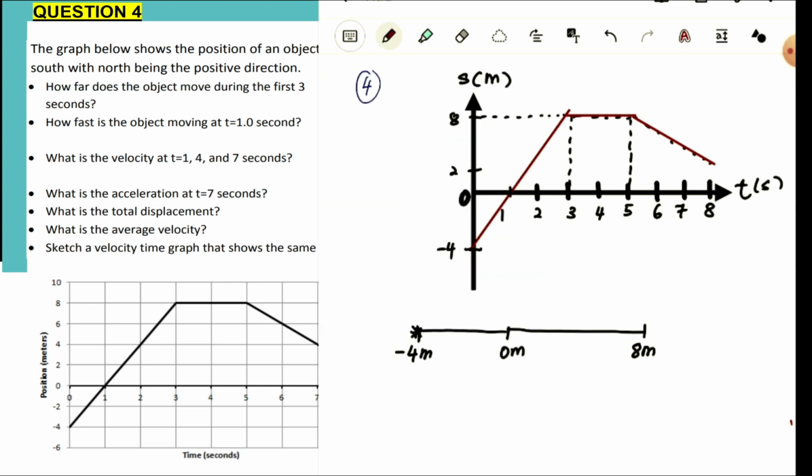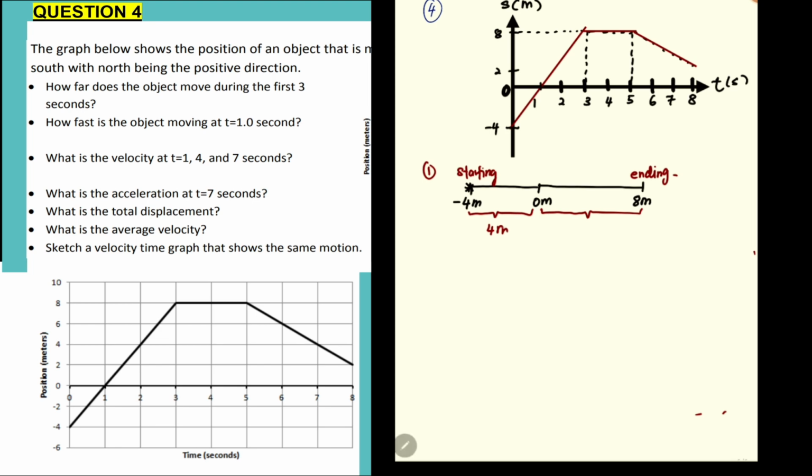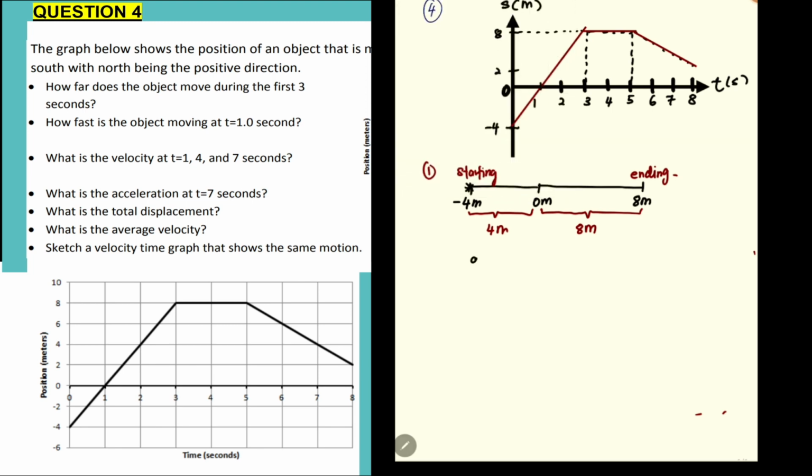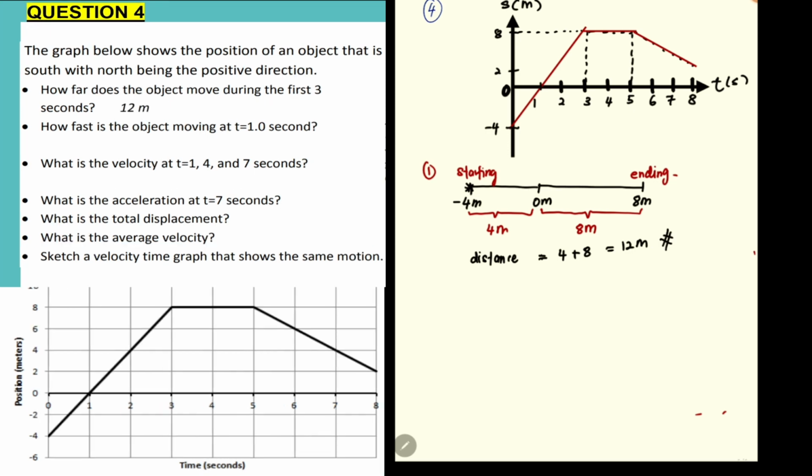So question number 1. This is the starting point, this is the ending point. So how far has it moved? Here is 4 meter and this is 8 meter. So how far? The answer is the distance. The distance traveled by the object should be equal to 4 plus 8, 12 meter. So that's the answer, 12 meter.